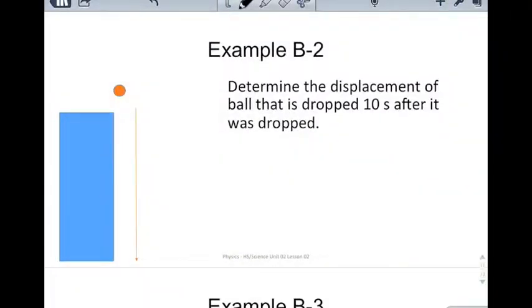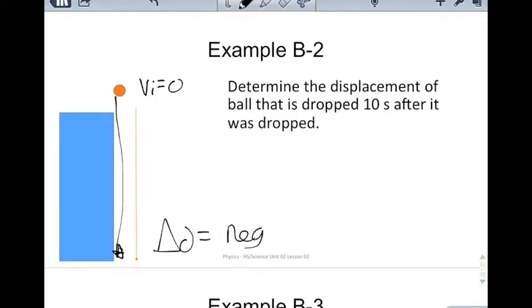This question says, determine the displacement of a ball that is dropped 10 seconds after it was dropped. So just right away, you know it's dropped, so you know you're going to have an initial velocity of 0, and you know the displacement is actually going to end up being negative because the ball is going to end up below where it started. You should be able to figure out that the answer to this particular question is negative 490 meters.